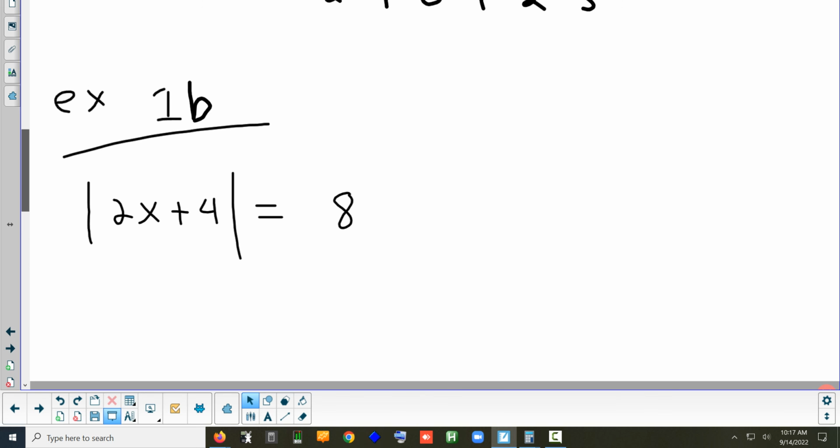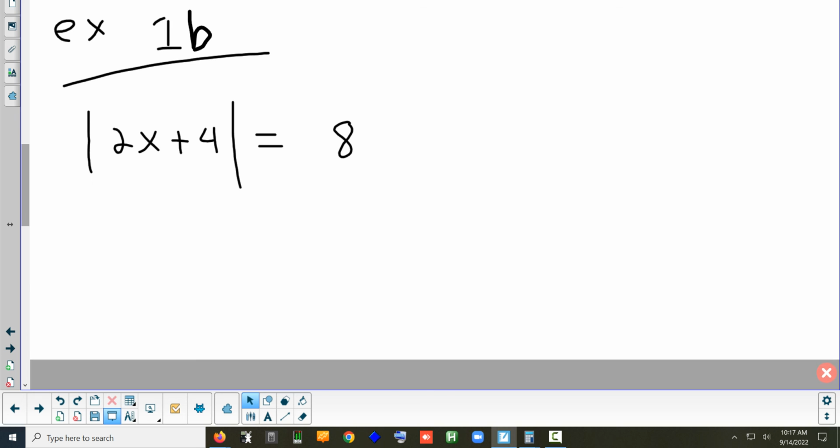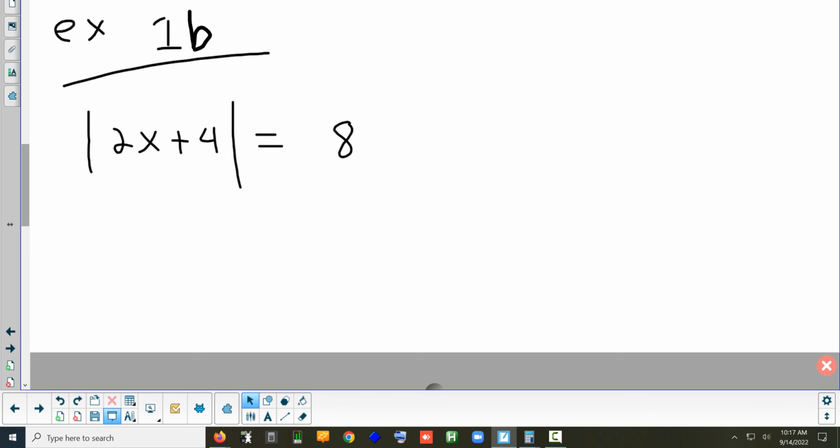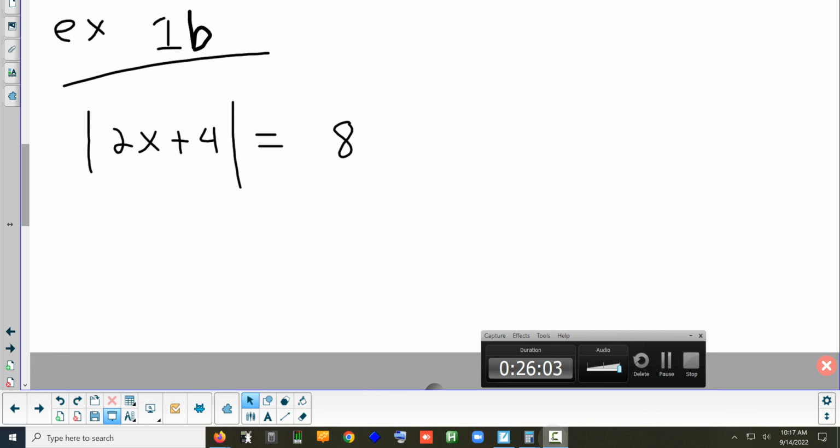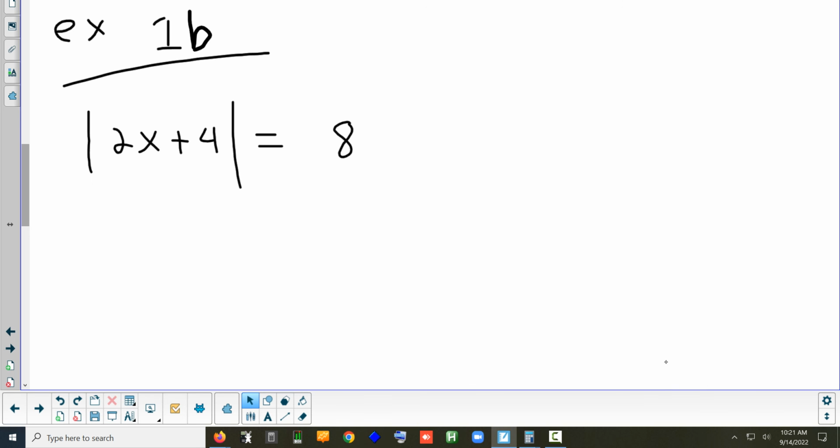All right, let's try this one. I'm going to give you guys a second to try it. I'm just going to ask one question first. Is the absolute value already by itself? Yes, it is. So you are ready to split this into two problems right away. Take a couple minutes, see if you can solve that, and I'll walk around and help you out if you get stuck.